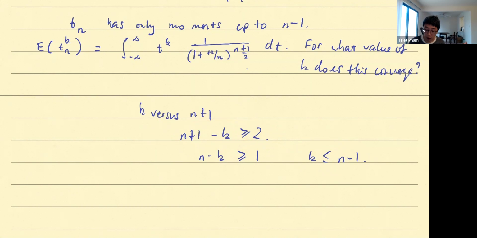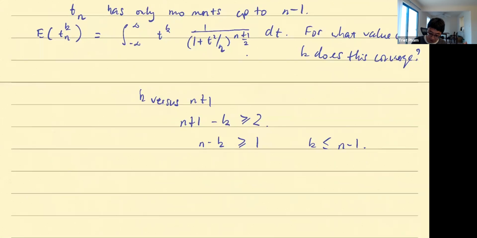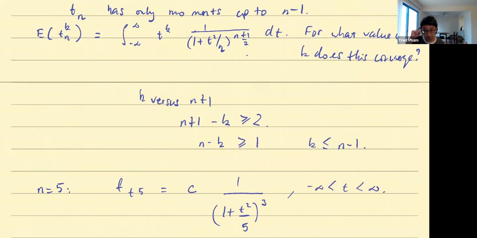Let's be concrete. Suppose n equals 5. Then the density of T5 will be a constant times 1 over (1 plus t squared over 5) cubed. Okay.